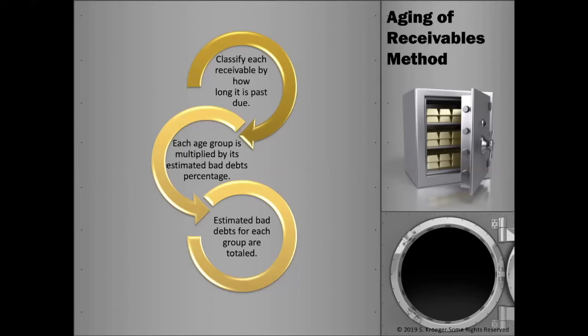If someone is 6 months late in paying me, I can probably assume that I'm not going to get that. We're going to have different percentages based on how long an account is past due. The longer it's past due, the percent of it being uncollectible will increase. That's why this method is different than percent of receivables.